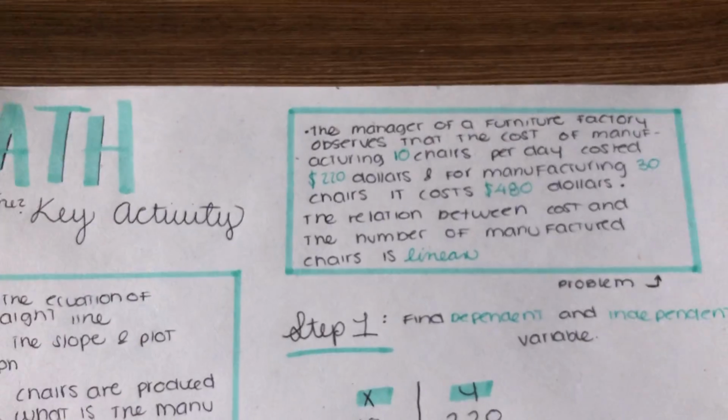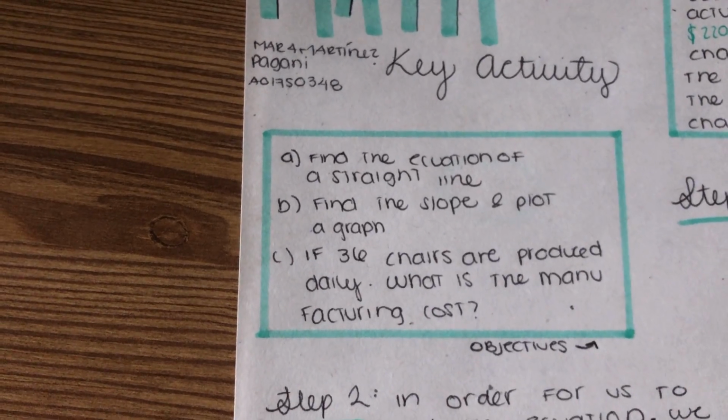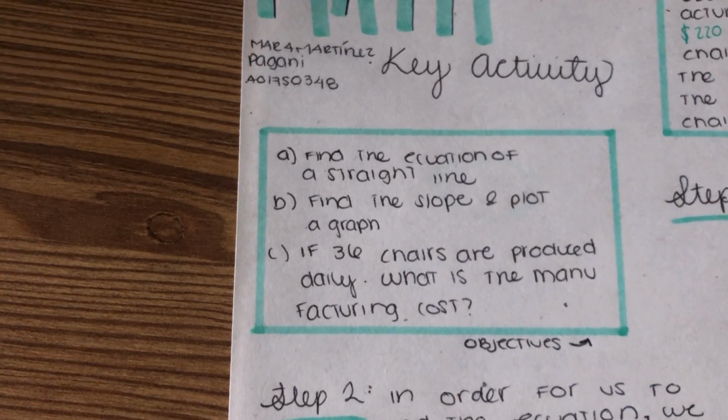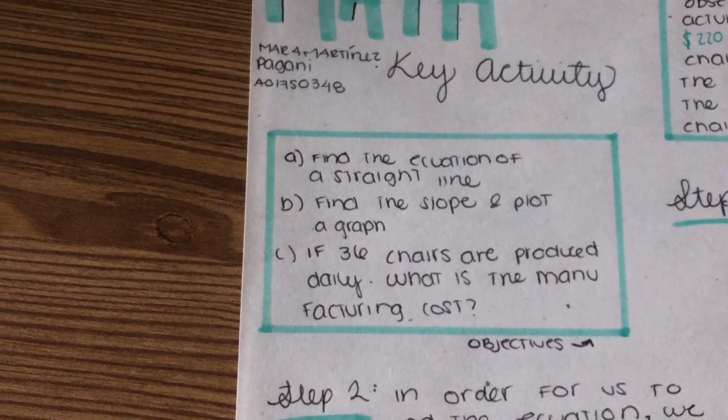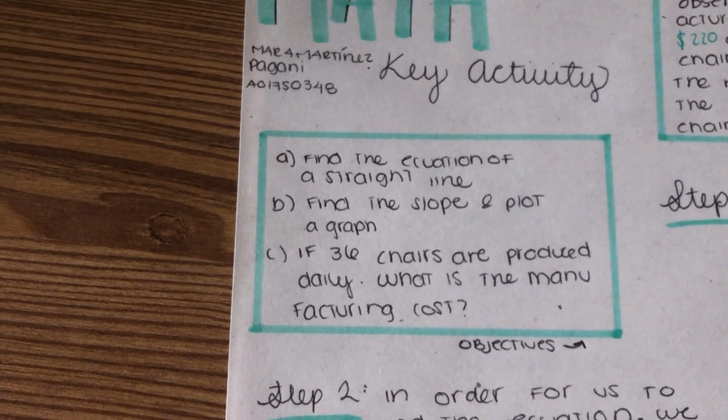So, now that we have the problem, these are the three things that we need to solve. First of all, find the equation of a straight line. Then, find the slope and plot a graph. And then, if 36 chairs are produced daily, what is the manufacturing cost?